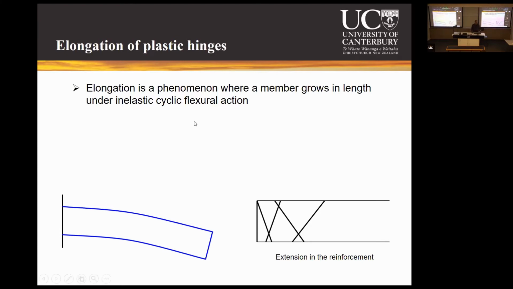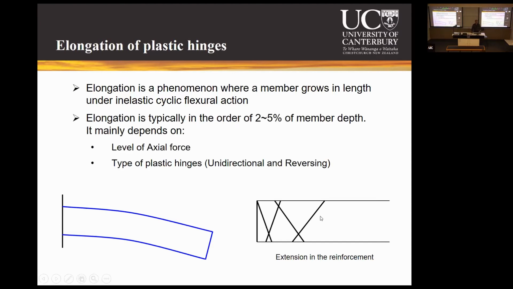There has been quite a bit of work in New Zealand on elongation, and we have been able to quantify it roughly, looking at all the test data and our understanding of elongation. We know that elongation is typically in the order of 2 to 5% of member depth, but it mainly depends on the level of axial force. If you have a compressive force, then your elongation will be smaller because it will not elongate as much. But if the axial force is tensile or that compression force is less, then you can get significant elongation.